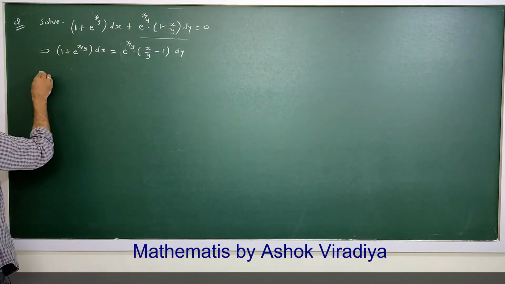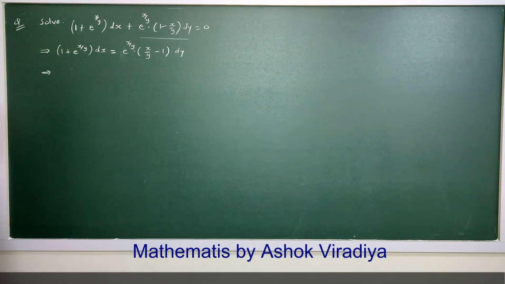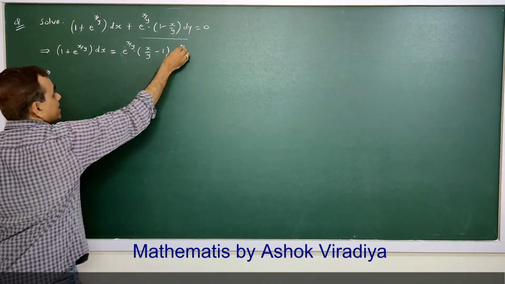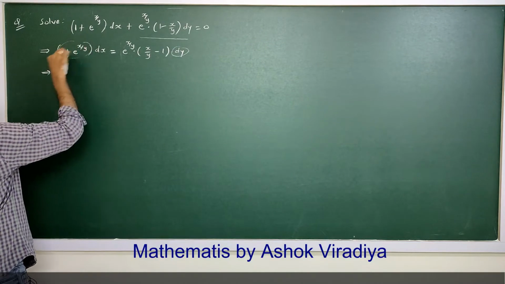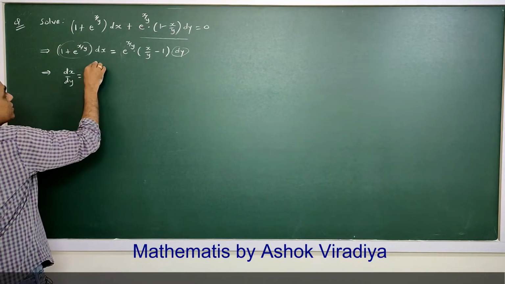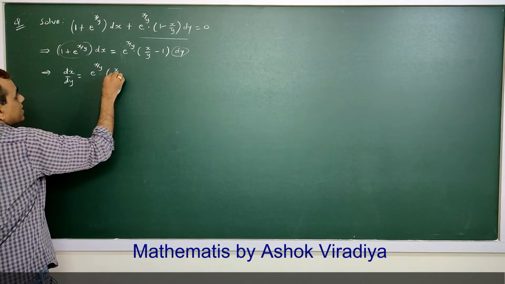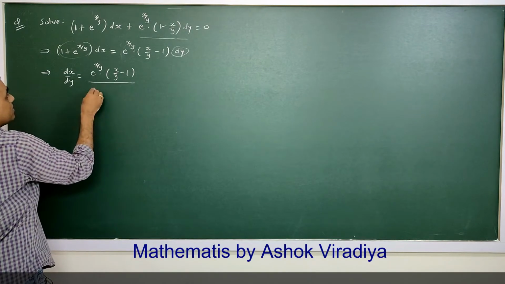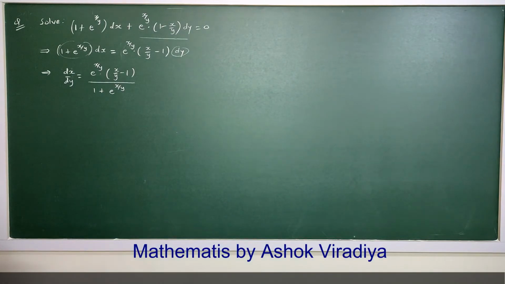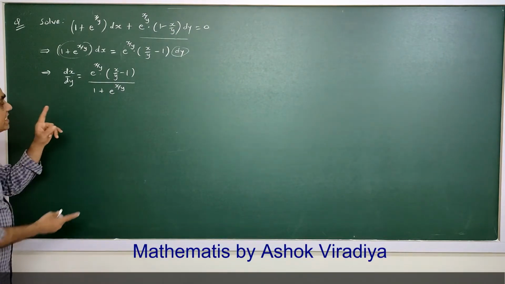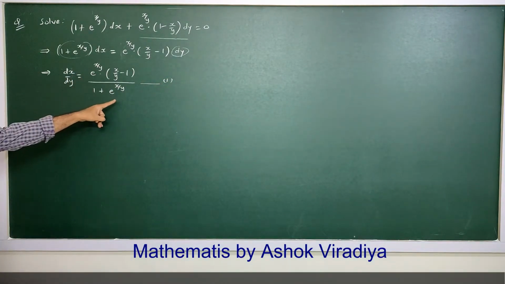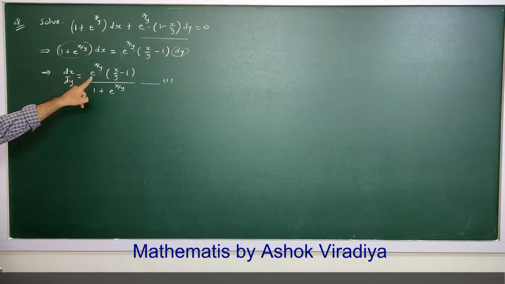After shifting that term on this side, now we can cross multiply. We want value of dx by dy. So dx upon dy, this number I am taking on this side and this number we are taking on that side. So dx by dy is equal to e raised to x by y, x upon y minus 1 upon 1 plus e raised to x by y. Now you can see that this right hand side is a function of x by y only, or we can say it is homogeneous function of degree 0.